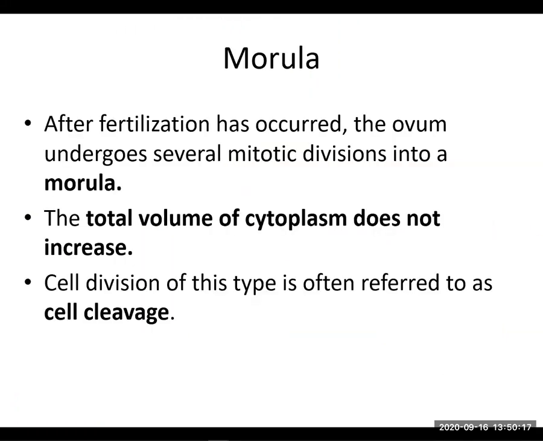So the morula is the group of cells in the first week. This is a time when they divide, but the whole volume does not change. The whole volume is all encapsulated in a wall called the zona pellucida, and this process is called cell cleavage: the cells divide, but the entire volume is not changed.